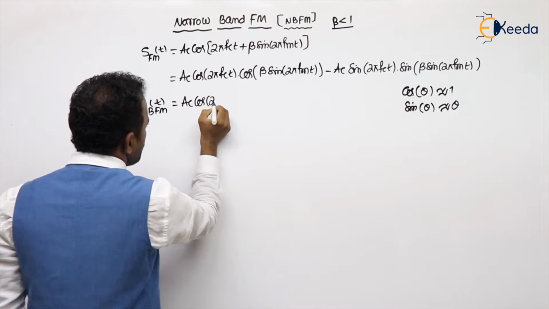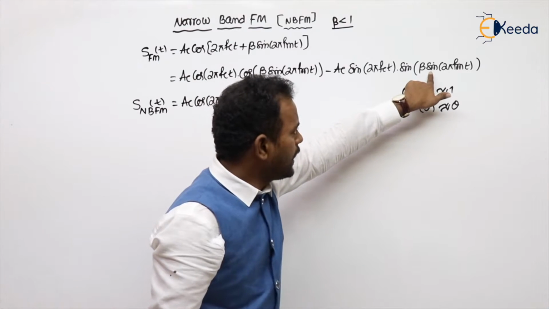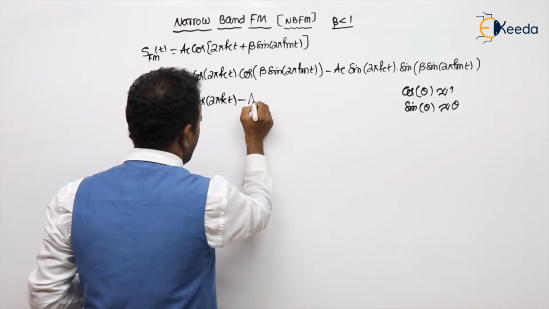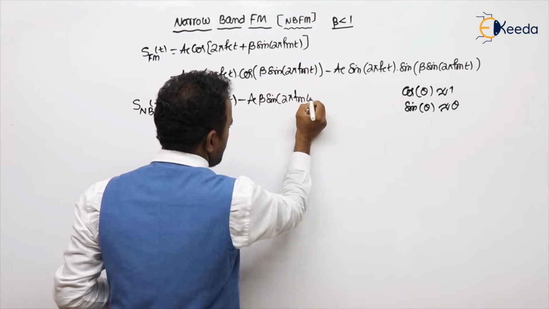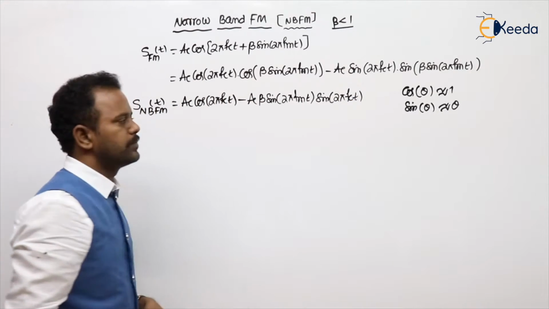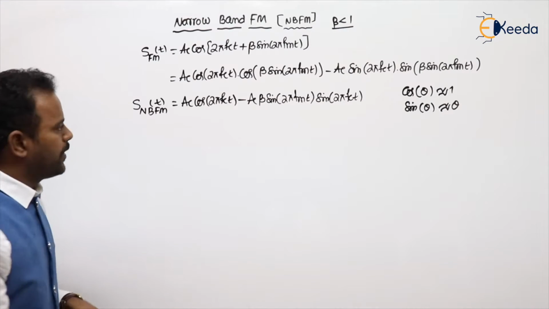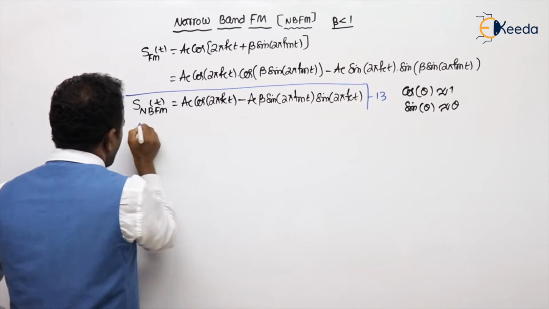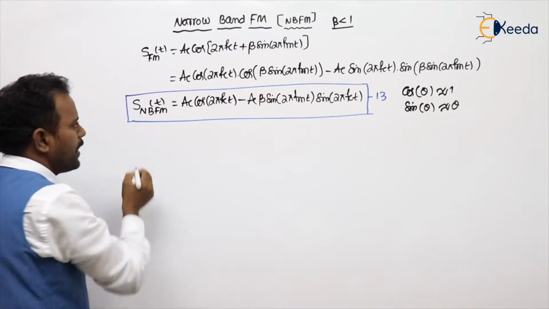So we get AC cos 2 pi FC t minus, since the angle is less than 1 radian, we approximate it by the angle itself. What is the angle there? Beta sin 2 pi FM t, into sin 2 pi FC t. This is the expression for narrow band FM, expression number 13 in that list. It was once asked in the GATE examination also, previously. This is the expression of NBFM.